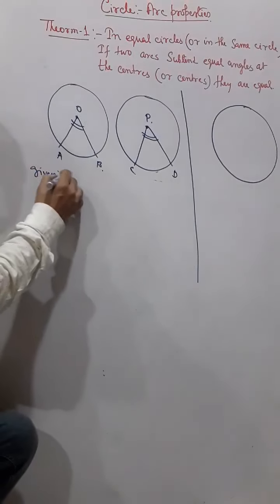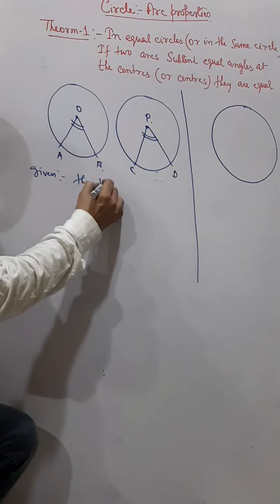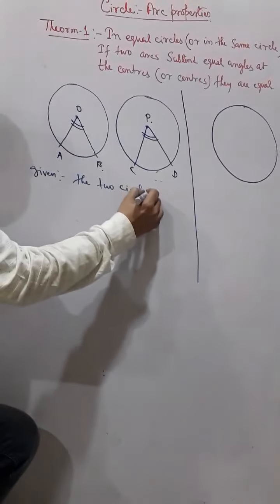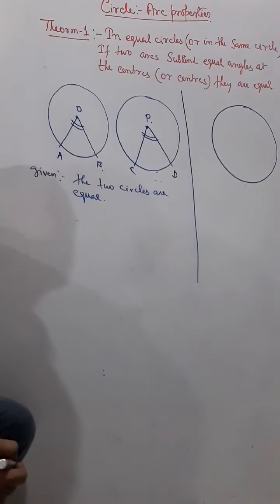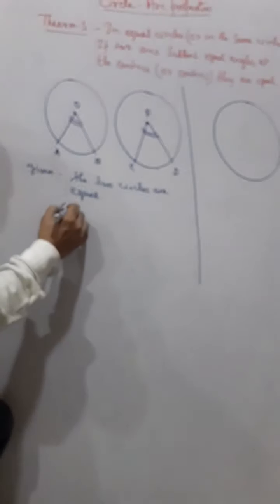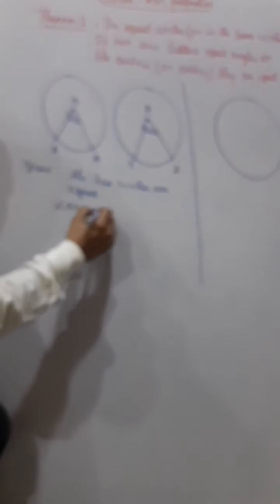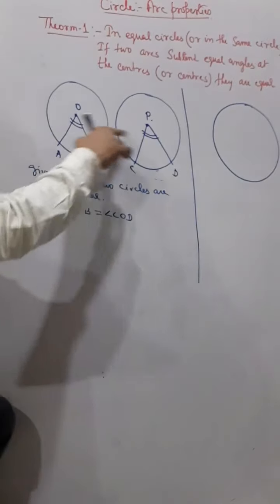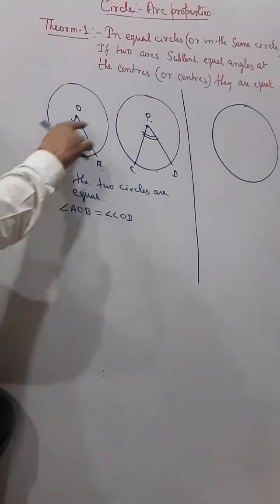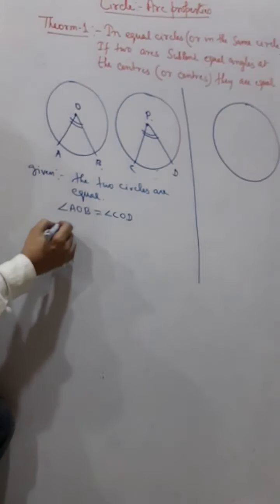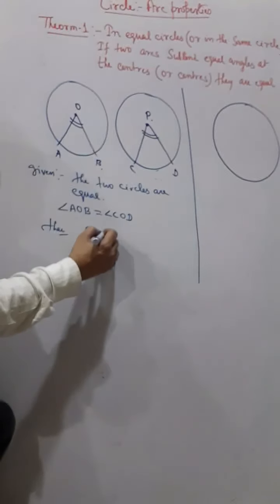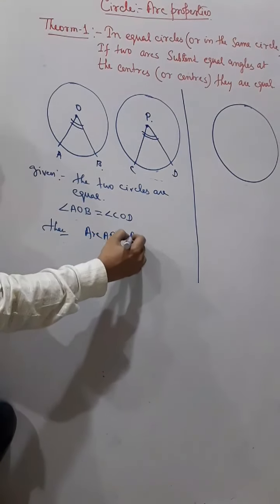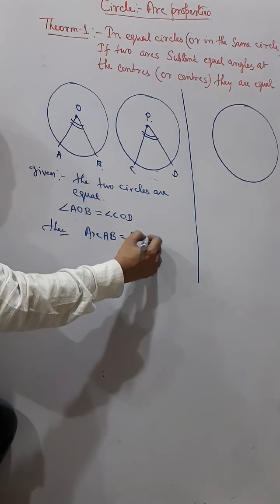So that means given the two circles are equal and also given angle AOB is equal to angle COD. So this is given. So if this angle is equal to this angle, then arc AB is equal to arc CD.